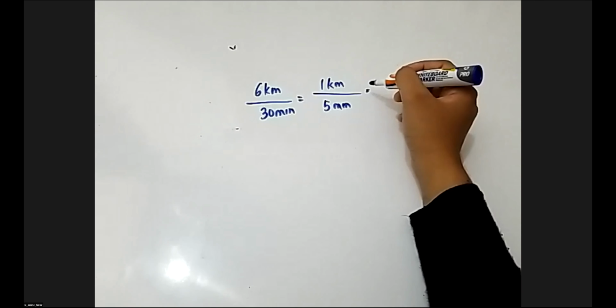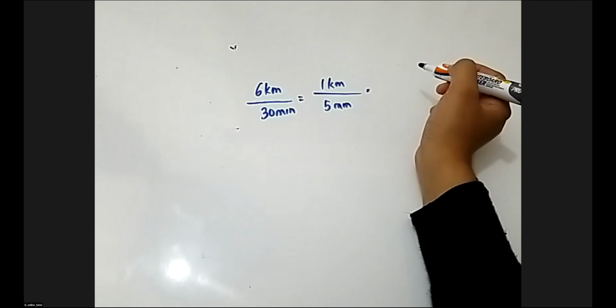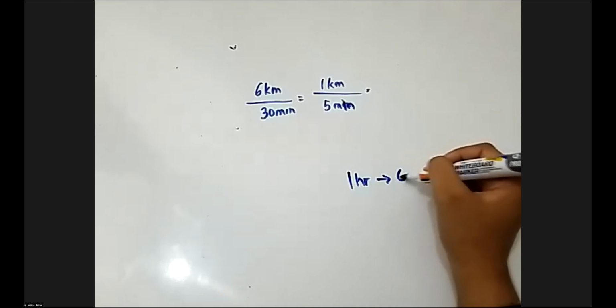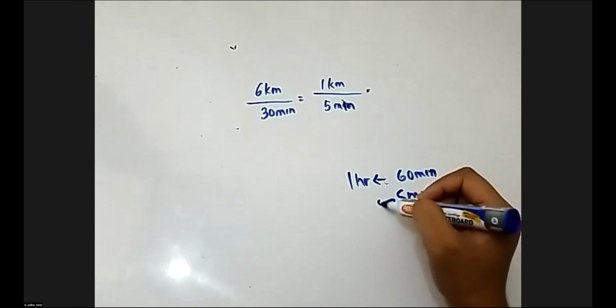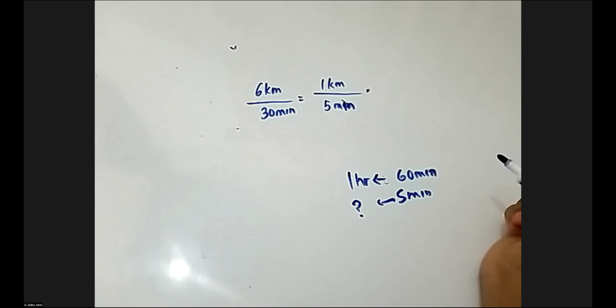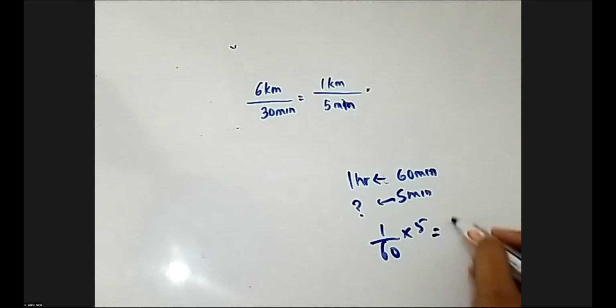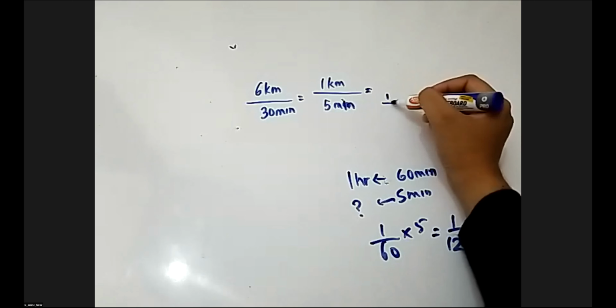Now I want this in kilometer per hour. How can I convert? 1 hour means 60 minutes. 5 minutes means how many hours? Sixty minutes means 1 hour. 5 minutes means 5 over 60. That means 1 over 12. So if I want to convert minutes to hours, I have to take this as 1 over 12.